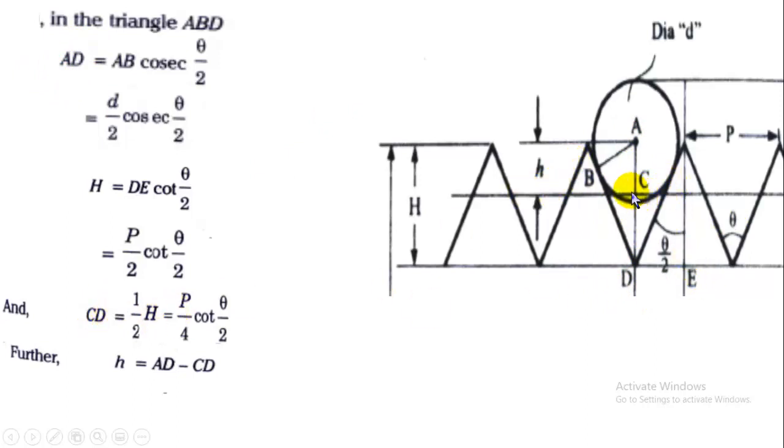So this height between the pitch line and the center, H, can be given in the form of AD minus CD. We can put the AD value here, and the CD value we got, we can put here. Then the equation will become h equal to d by 2 cosecant theta by 2 minus p by 4 into cot theta.